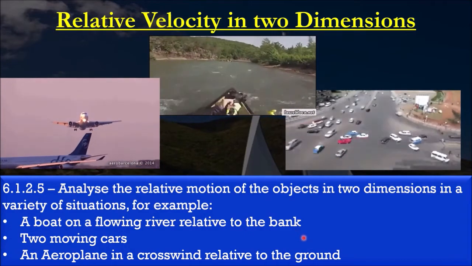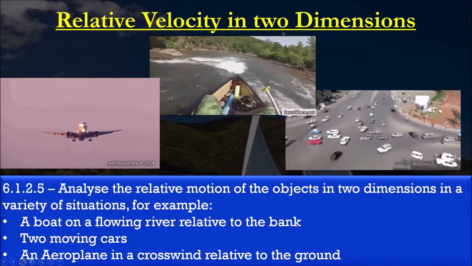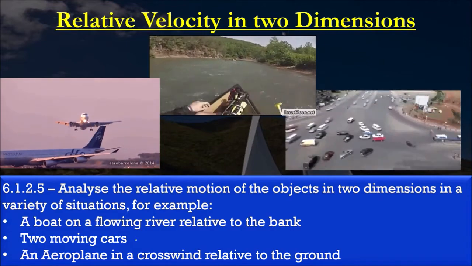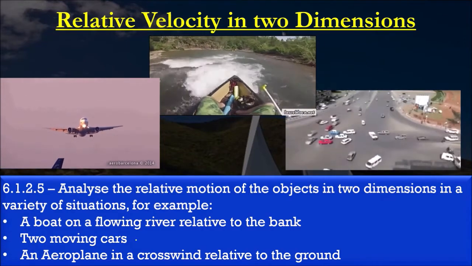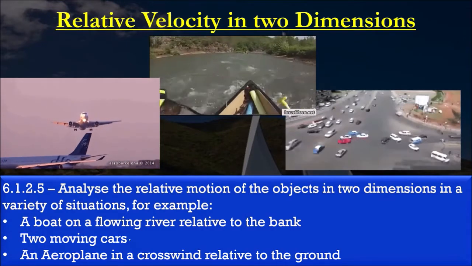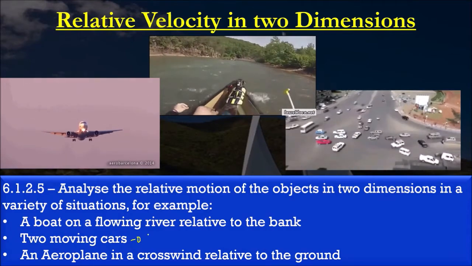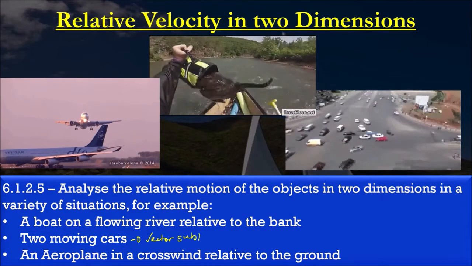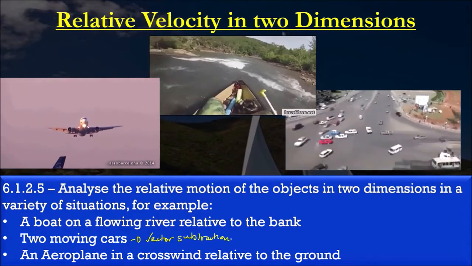Now, the first thing is to note, the previous recordings that I've done was about the 2 moving cars. And we said that for the 2 moving cars, because we had 2 moving objects, we were using vector subtraction. Okay, because it was 2 moving objects.